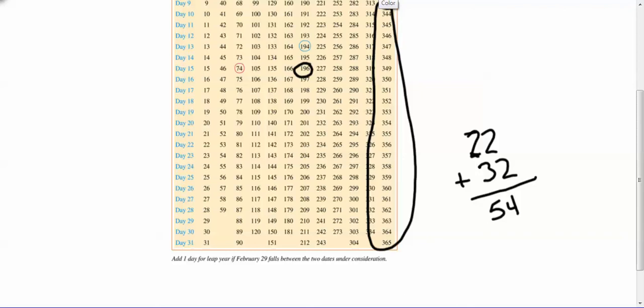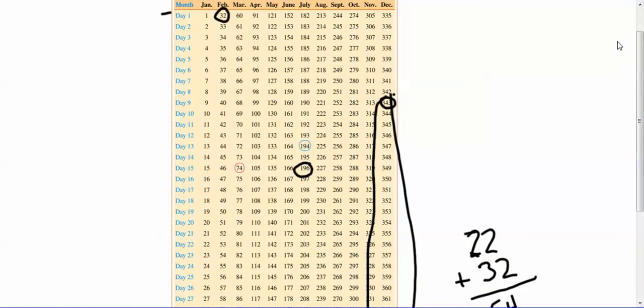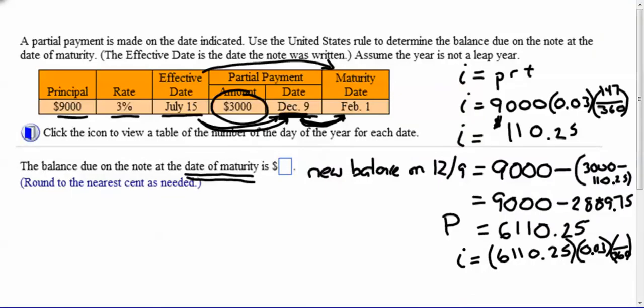So we have to count the number of days to the end of the year and then the number of days in the new year. So all total, that gives us 54 days. 22 plus 32. So in our formula, the number of days was 54. But we want to convert that to years, so we have to divide it by 360, which is what the banker's rule says we have to do.